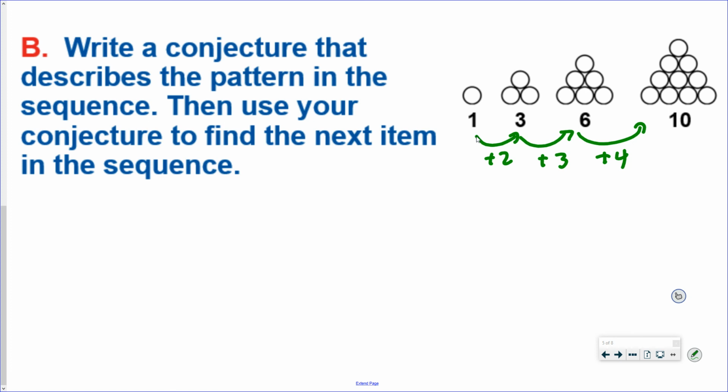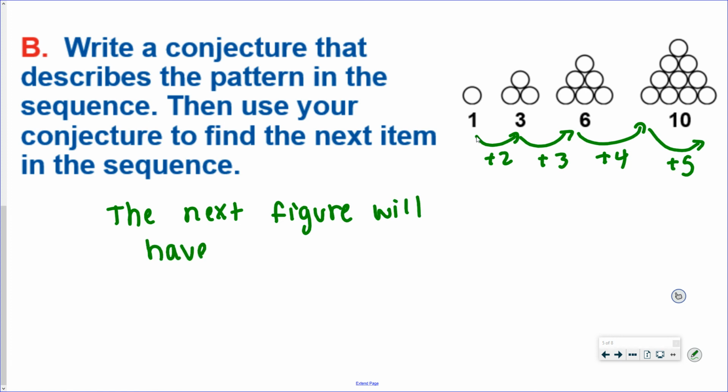Okay, so looking at this pattern, he said we think the next figure or the next item, we will add 5. So 10 plus 5, which then to find that next item, you'd say 15 circles. If you wanted to draw a picture, oh, I didn't draw. You could. All right. There's some examples of writing your own conjectures.